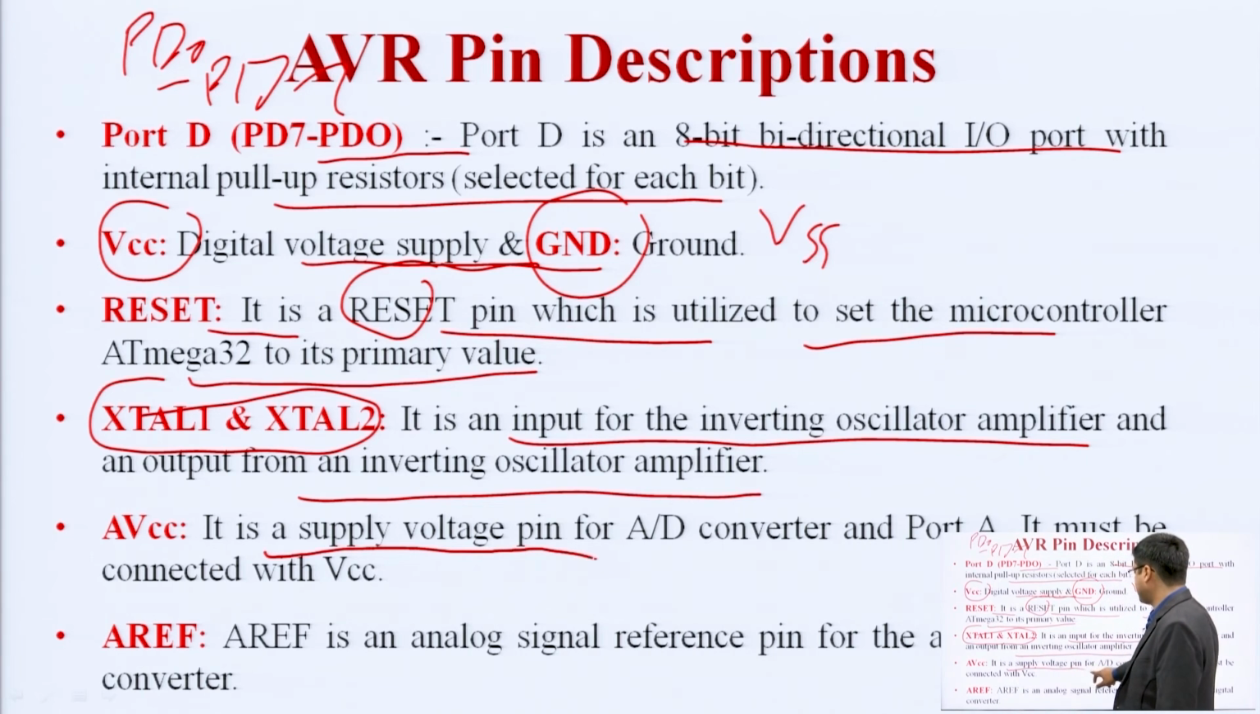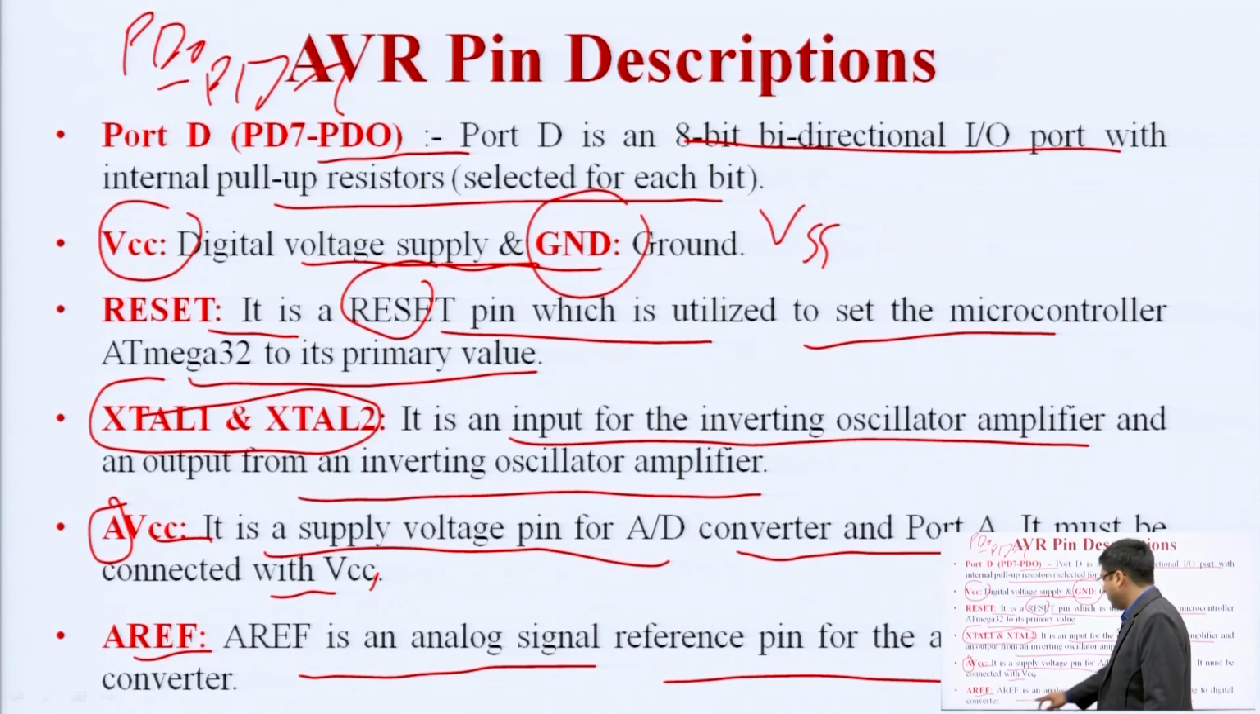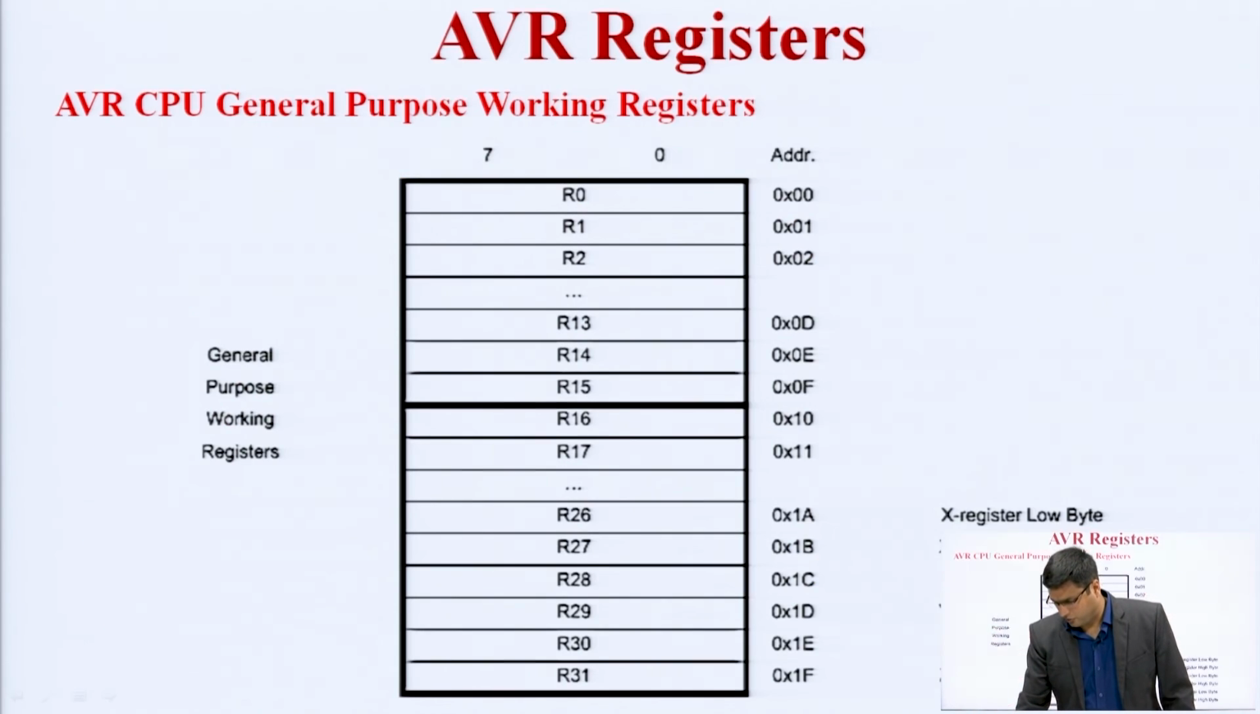AVCC is a supply voltage pin for the A to D converter and port A. It must be connected with VCC. So A means analog, VCC power supply. It has an analog power supply as well. It has AREF. AREF is basically the analog reference voltage for the analog to digital converter. So these are the pins available in our AVR microcontrollers.